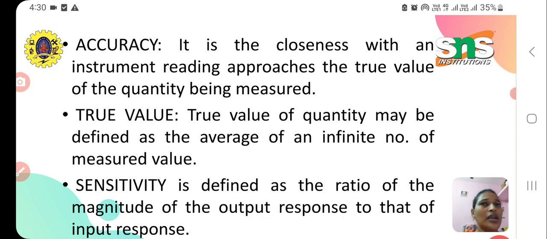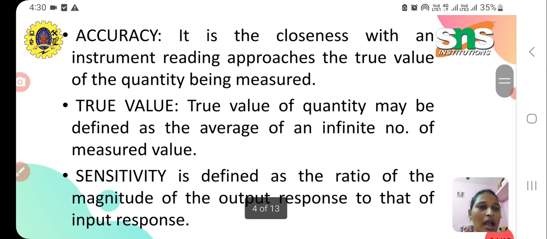This term is very common to everyone. We are using it on a day-to-day basis. With respect to an instrument, accuracy is the closeness with which an instrument reading approaches the true value of the quantity being measured. It is a measure of how accurately an instrument gives the result with respect to the true value. As we know, no instrument is 100% efficient. At least it has to give a value close to the true value. That measure is called accuracy.